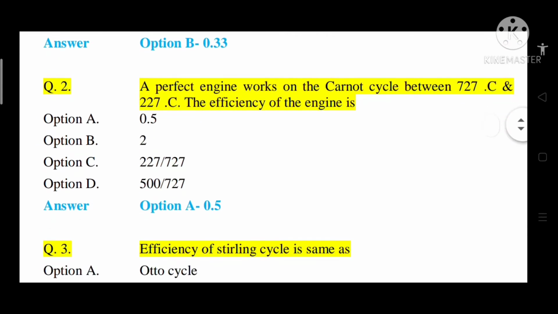Question number 2. A perfect engine works on the Carnot cycle between 727 degrees Celsius and 227 degrees Celsius. The efficiency of the engine is option A 0.5, option B 2, option C 227 divided by 727, option D 500 divided by 727. So the correct answer is option A, that is 0.5.